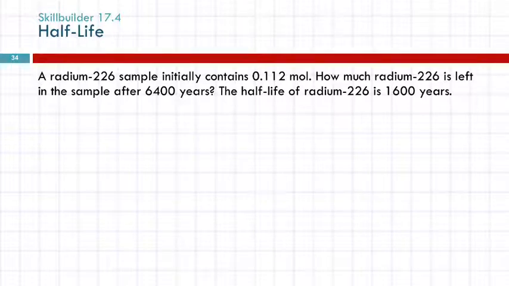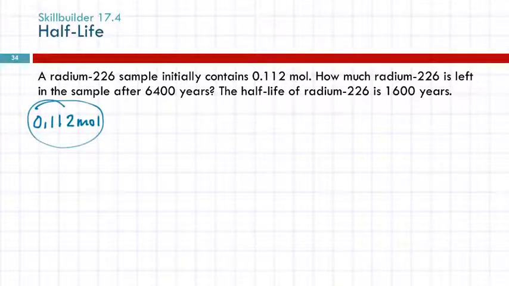So a radium-226 sample initially contained 0.112 moles. How much radium-226 is left in the sample after 6,400 years? The half-life is 1,600 years. So we've got 0.112 moles of this. There's our lump. And it's asking how much is going to be left after 6,400 years.